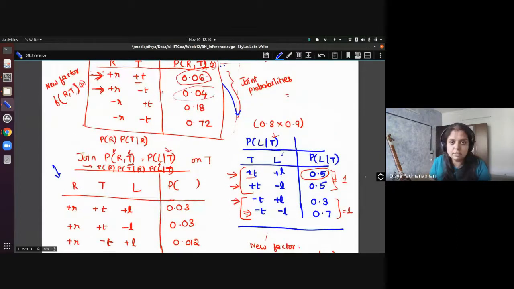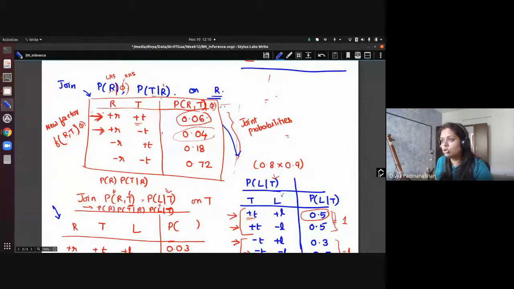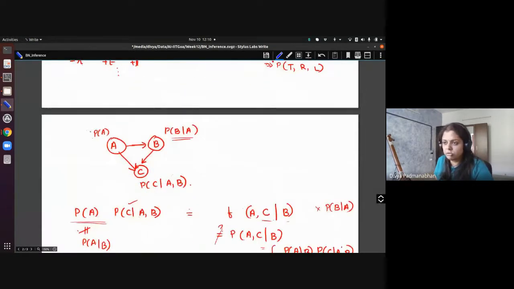We were seeing whether the values in the resulting factor are going to be probabilities or not. What I told you was, yes, you would like them to be probabilities, but it's not always guaranteed that they are probabilities. An example I gave you was this kind of a network.